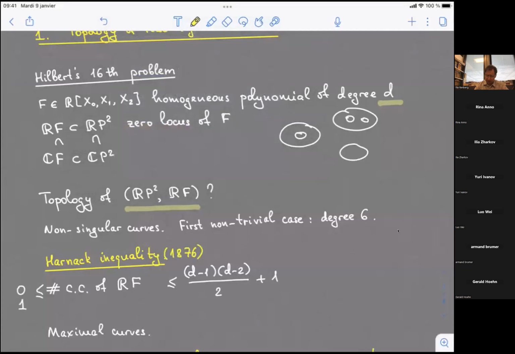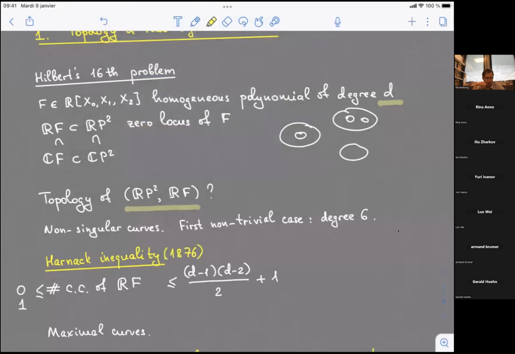But as I said, a much more difficult question is the question about the topology of this topological pair (RP2, RF), where RF is the zero locus of a polynomial of given degree d, and we assume that the curves we are considering are non-singular. This question was included by Hilbert in the first part of his sixteenth problem. And this question is indeed much more difficult. The answer is known only up to degree 7.